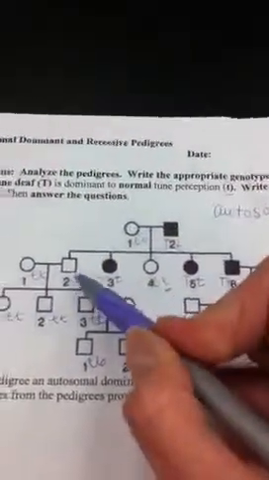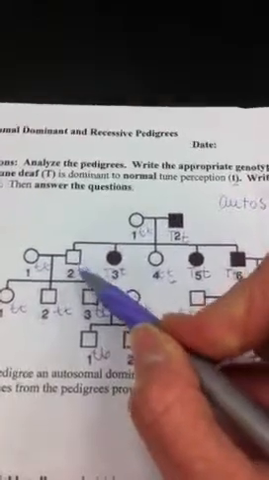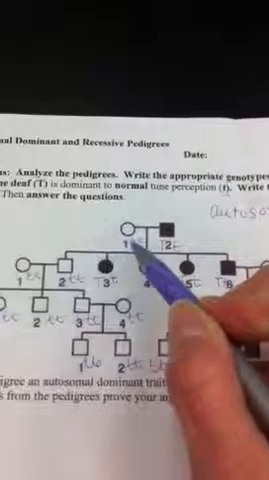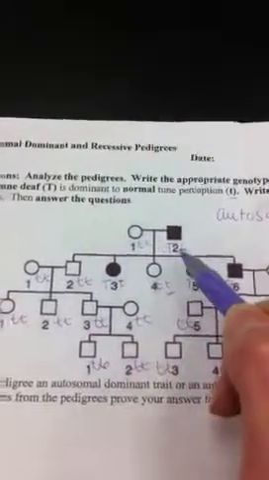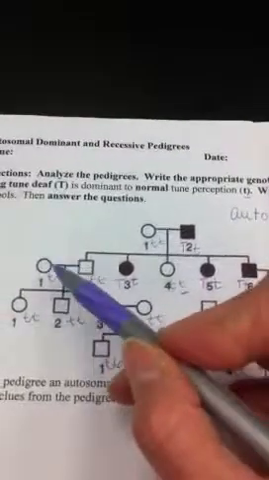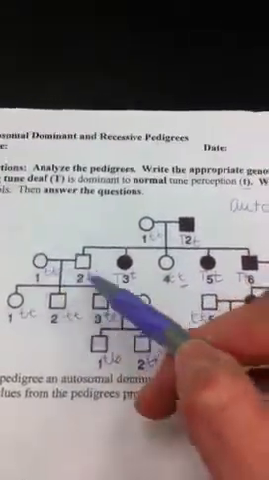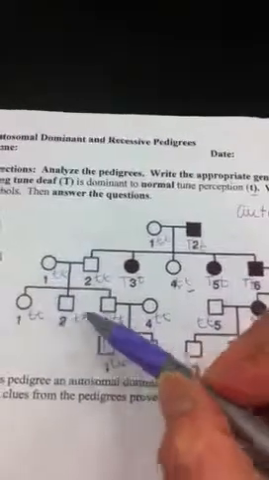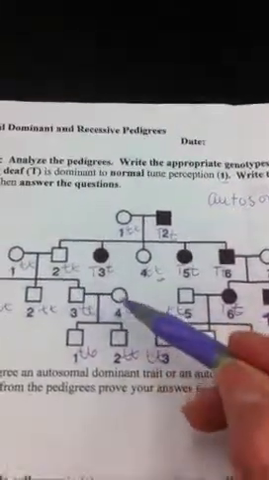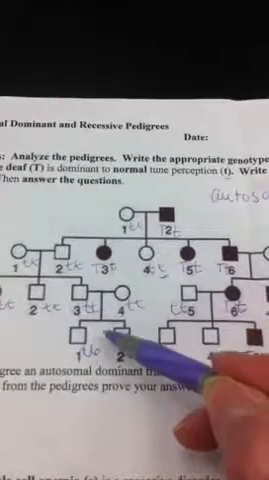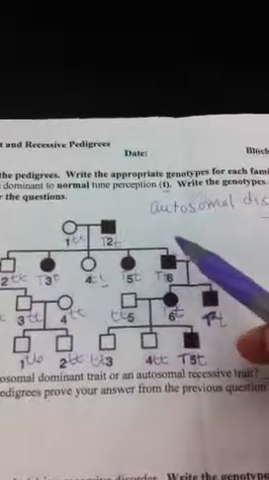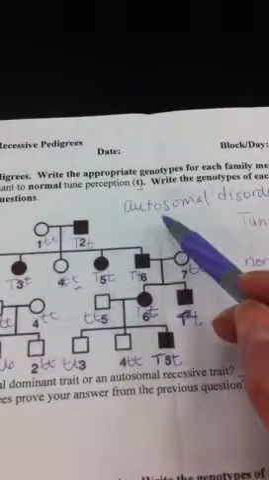Okay, here we see a young man unaffected. Capital T from mom, maybe. Or lowercase t from mom, maybe. Lowercase t from dad, maybe. And we see that this young man marries a woman that is unaffected. So all of their children have lowercase t's, unaffected. And in this case, this young man marries a woman who is also unaffected. Their children are unaffected.